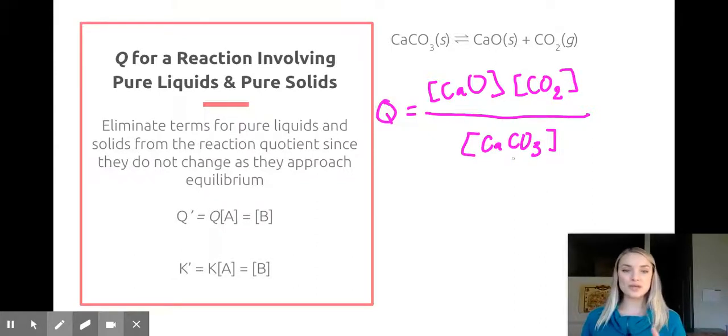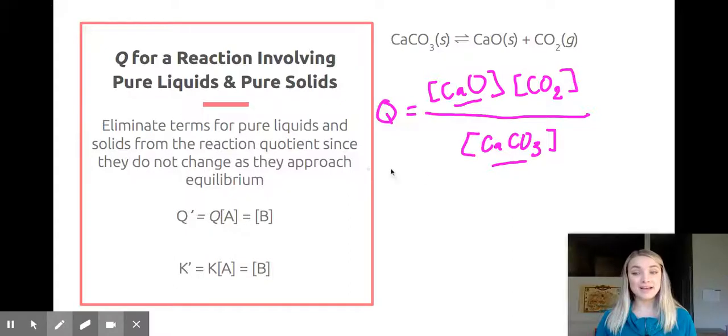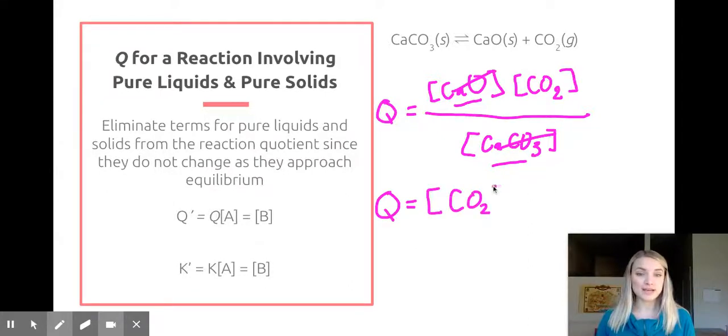When we look at this reaction more closely, we are able to eliminate this component and this component as they are solids. And there's not a fancy way that we do this. We simply know that because these are both in the solid state, their concentrations as a reaction progresses are not going to change. So our overall Q is simply going to be the concentration of our gas, CO2. Like I said, it's different, makes things nice and simple.